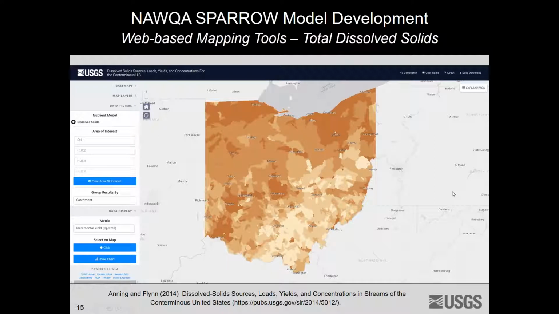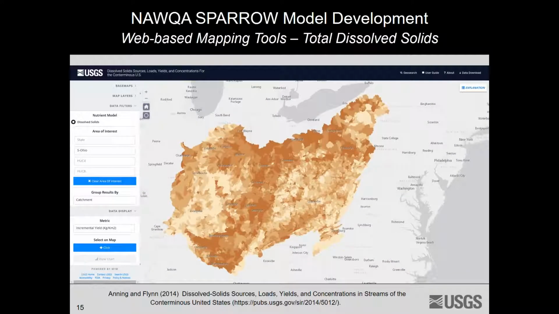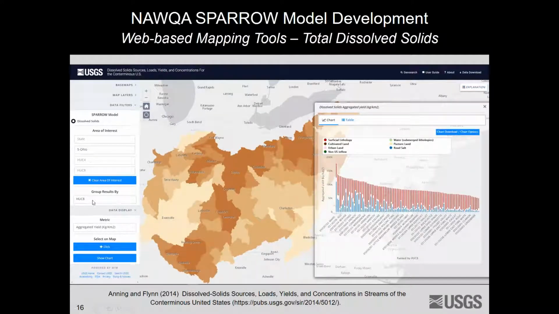This is just one example I did for the Ohio drainage, but you can also do it on a watershed basis too, for the Ohio River Basin. You can group the results by different units. These are the catchments, which is the smallest unit that we have for predictions. But you can also aggregate by other watersheds, things like, in this case, HUC 8s.